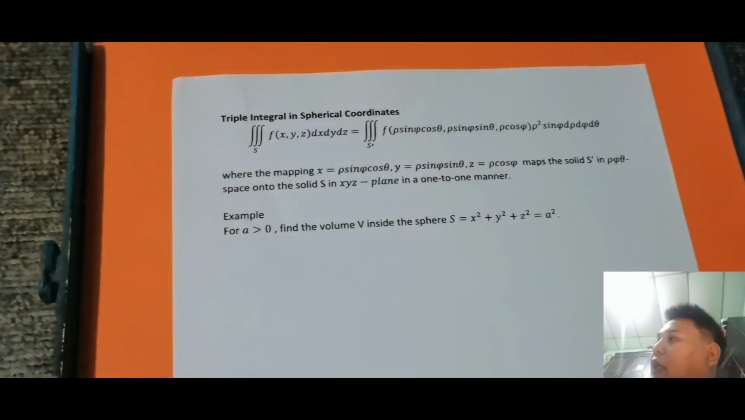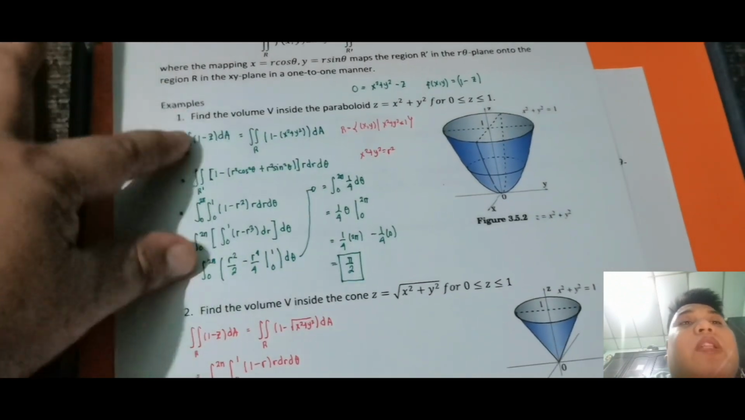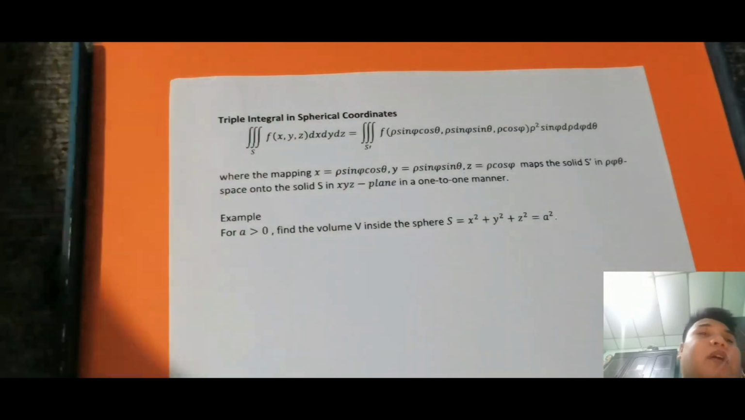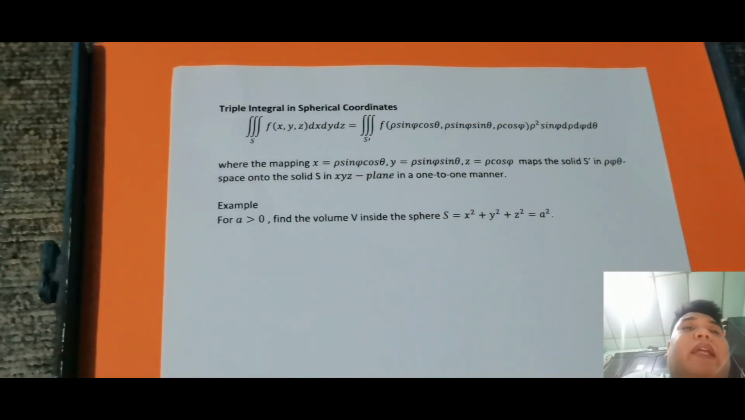Okay, so kung gagamit ka ng cylindrical, actually pwede mo siya i-apply using cylindrical. So, try mo i-cylindrical mo to, makikita mo kung paano gawin dito. Pwede naman talaga i-cylindrical yan. Okay, so now, triple integral in spherical coordinates.